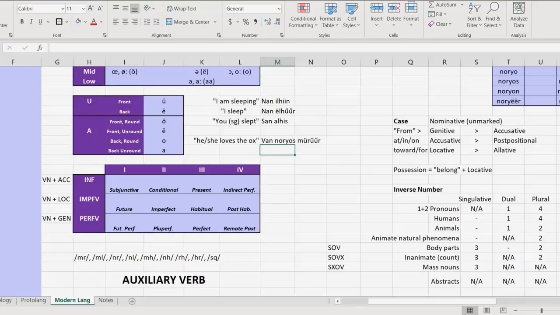So next time then, we will probably just continue in the same vein of making some new words and trying out some new forms and expanding our grammar.